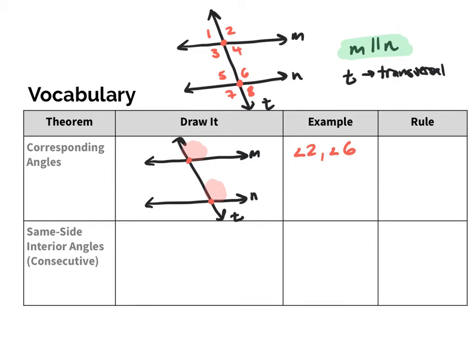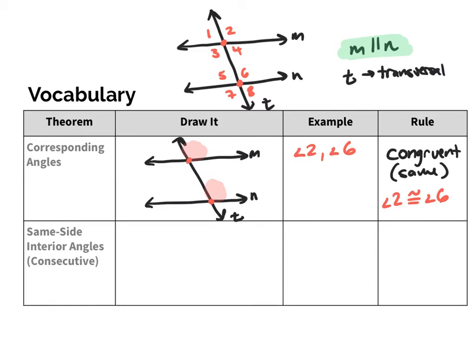But if my two lines are parallel, these two angles, 2 and 6, or any other pair of corresponding angles, are always going to be congruent to each other. Congruent, again, means that they are going to be the same measure. So angle 2, for example, is going to be congruent to angle 6. Anytime we have corresponding angles, if our lines are parallel, they're going to be congruent.